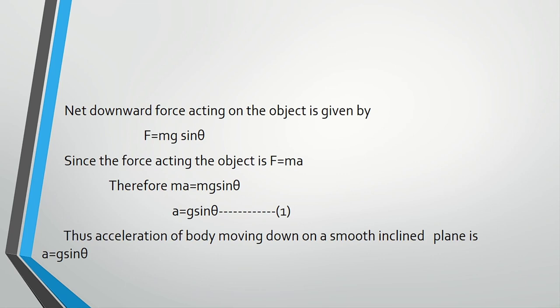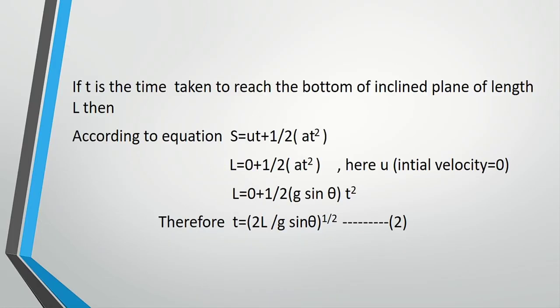But according to Newton's second law of motion, the total force acting on the object is F equal to m into a. Therefore, we can write ma equal to mg sin theta. On both sides, m gets cancelled. Therefore, the acceleration of the object is given by a equal to g sin theta. It is denoted by equation 1. Therefore, when the body is sliding down on a smooth plane, the acceleration of the object is a equal to g sin theta.